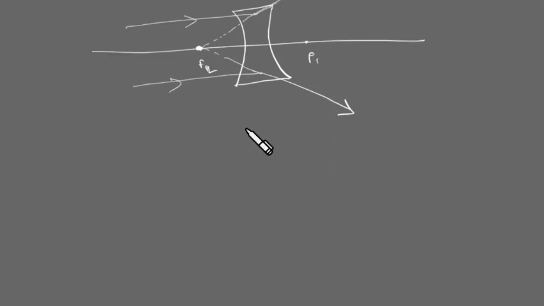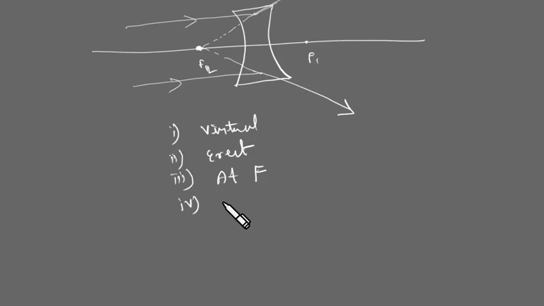That means in this case, what are the properties of the image we can say? First of all, the image is virtual. Second, it is erect, on the same side of the principal axis. Third, it is at focus. Fourth, it is highly diminished, because it becomes a point object.